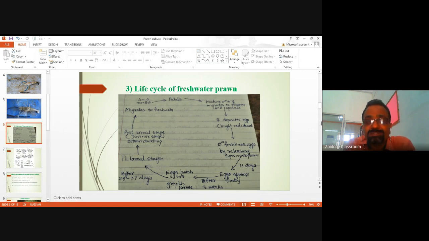The male deposits the spermatophores, mating occurs, and the eggs are fertilized by the sperms. The fertilized eggs are now attached to the pleopods of the female. Now, we have studied where these pleopods are located. Can you tell me where these pleopods are located? Yes.